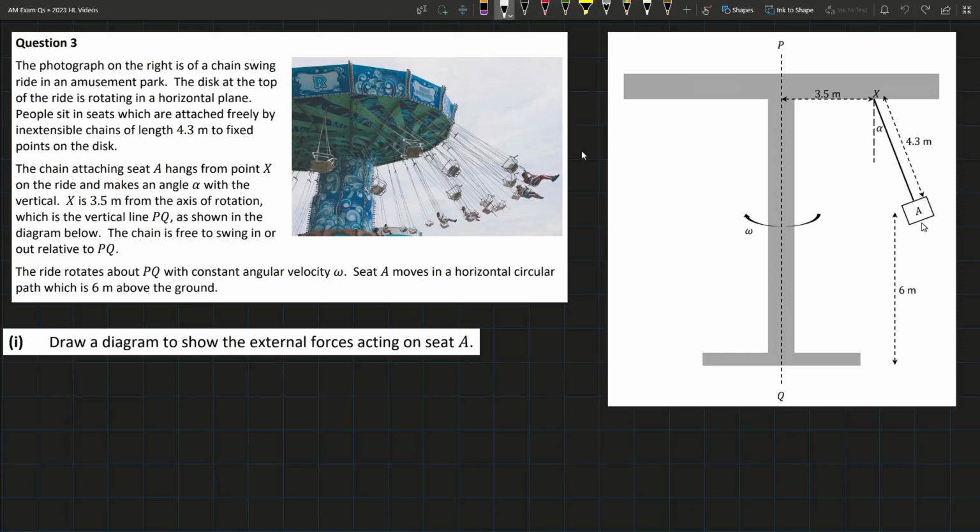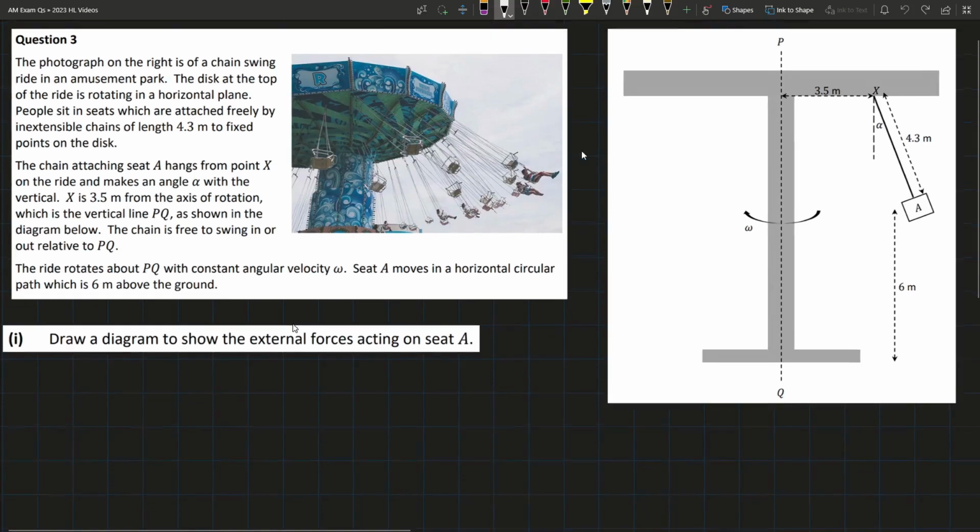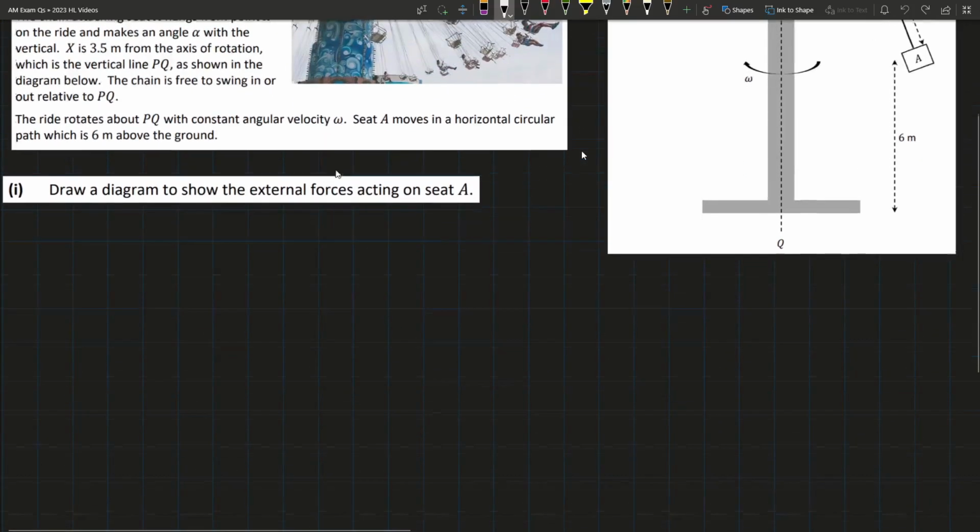So, as you can see, we have the 3.5 meters as the radius between the center of rotation and the point X, but then seat A is a little bit further out, as you can see by this triangle here, and seat A is also 6 meters above the ground, but that's not relevant quite yet. So draw a diagram to show the external forces acting on seat A.